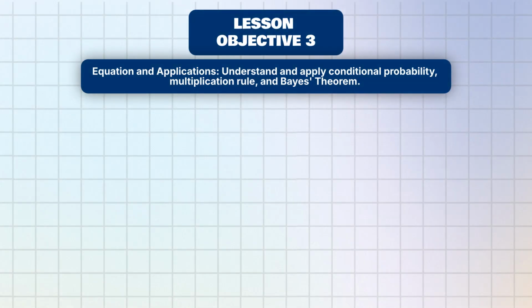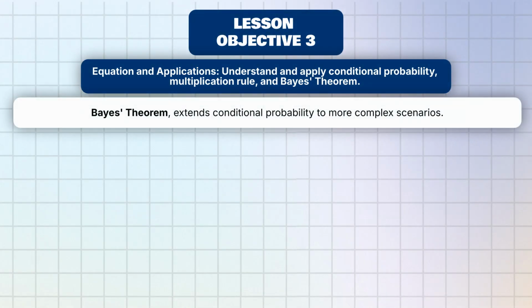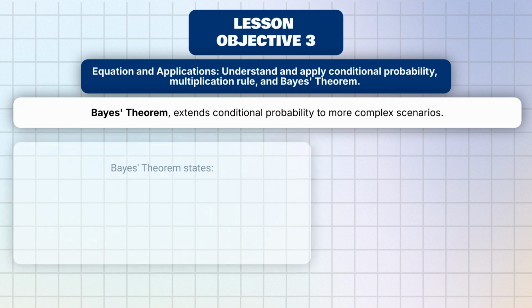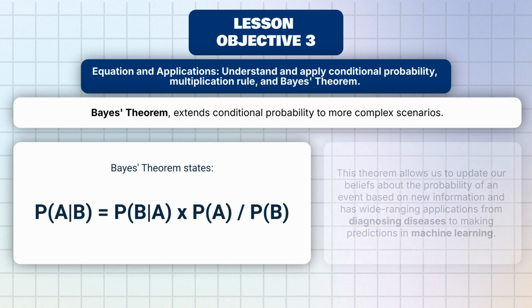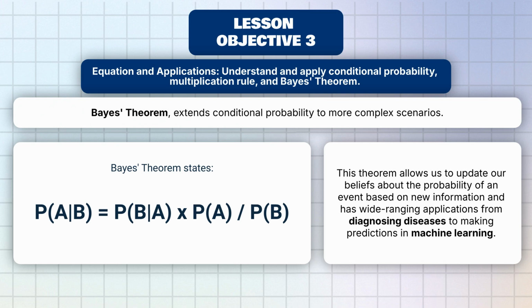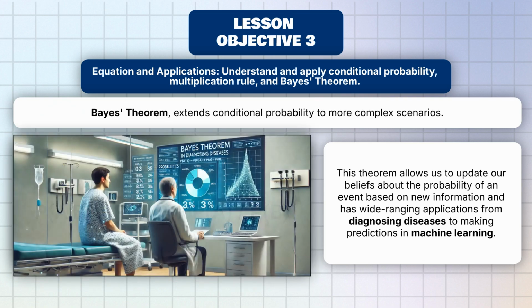Finally, a brief mention of Bayes' theorem, which extends conditional probability to more complex scenarios. Bayes' theorem states that the probability of A given B equals the probability of B given A multiplied by the probability of A, divided by the probability of B. This theorem allows us to update our beliefs about the probability of an event based on new information and has wide-ranging applications from diagnosing diseases to making predictions in machine learning.